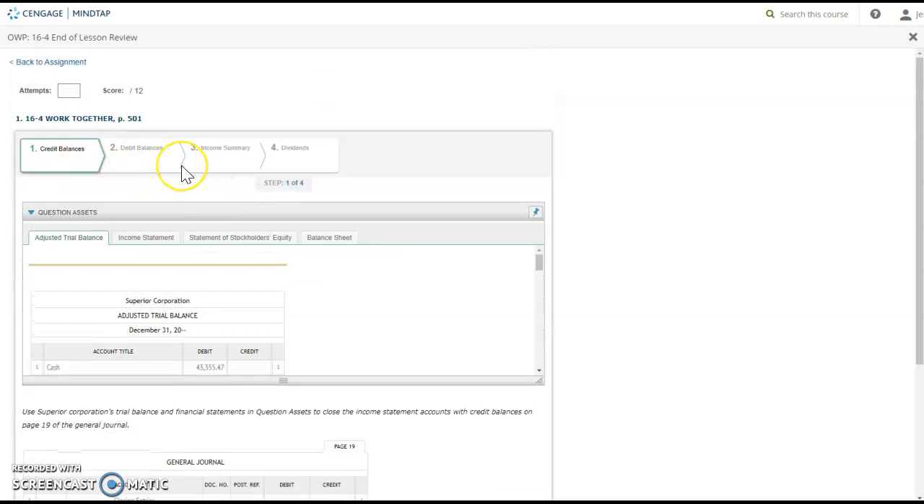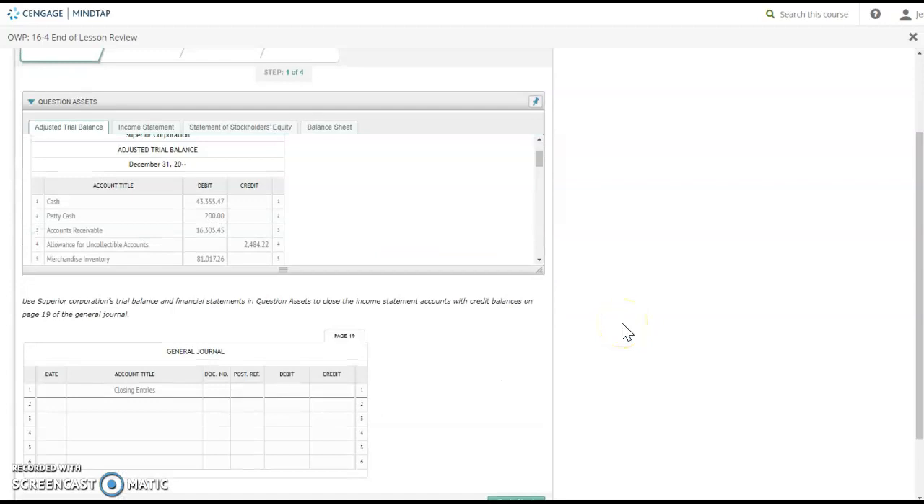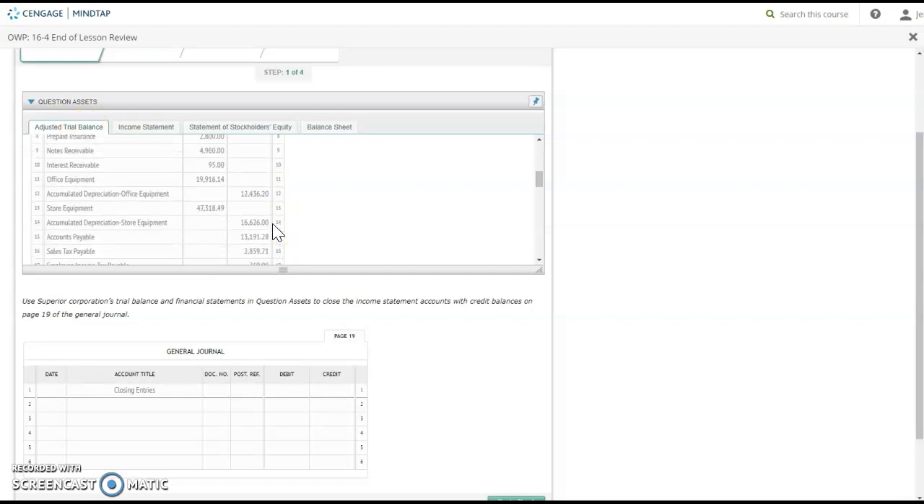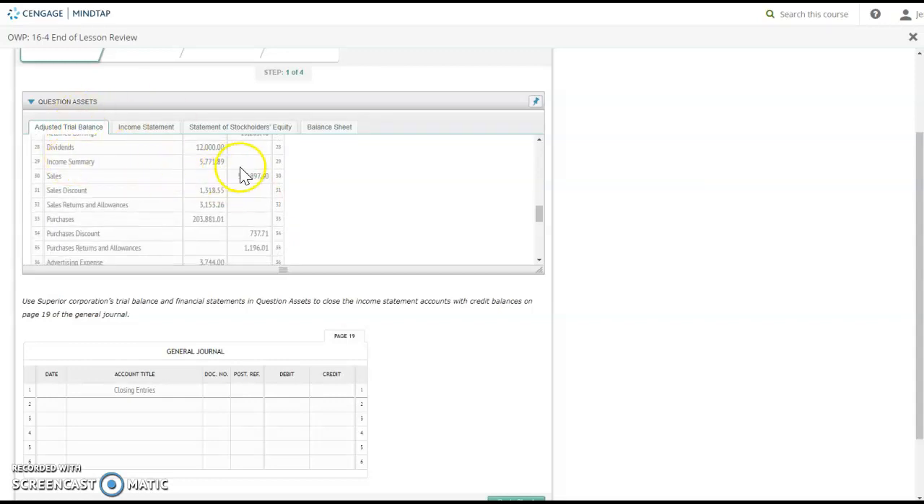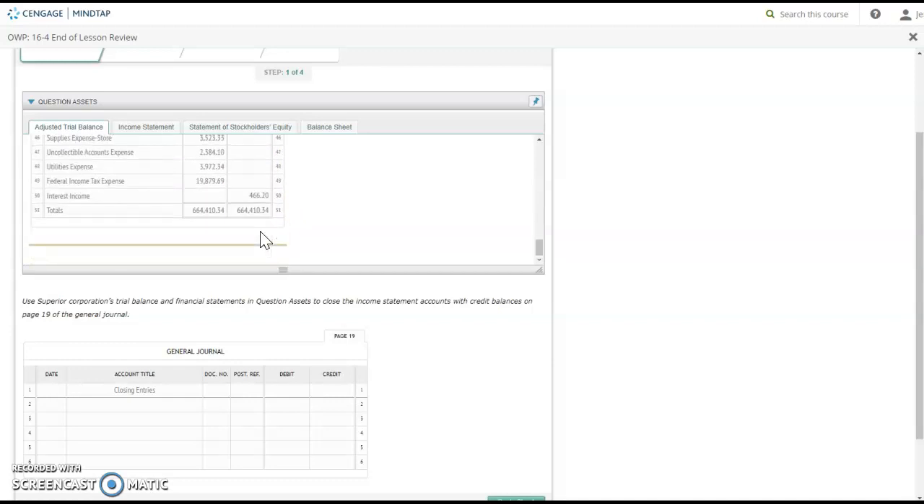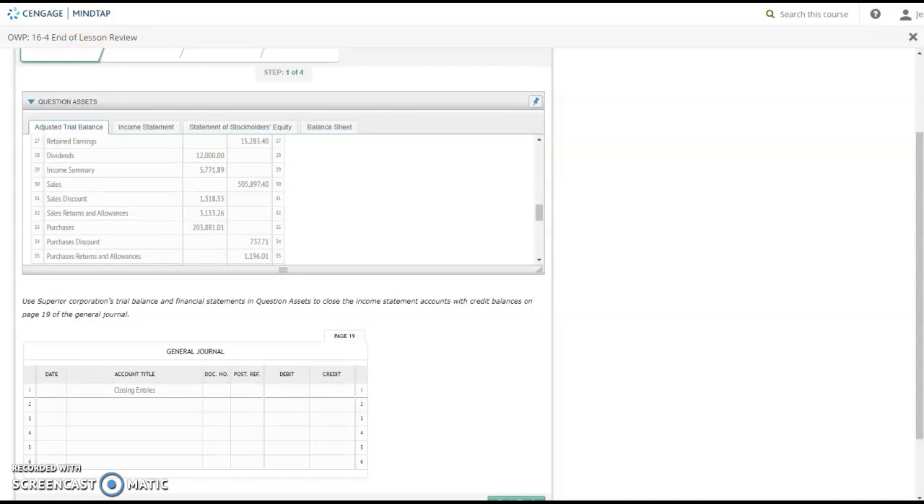So really what they're doing is that we have our 4 closing entries that we're going to be making, and we're going to be doing them in 4 separate steps. So the first one is closing those income statement accounts that have credit balances. What we're going to do is look at our adjusted trial balance, and scroll down until we find our income summary. Our income summary is really our cutoff point for our income statement accounts. So we are going to look at all of those credit accounts that come after income summary, and we are going to close those accounts.